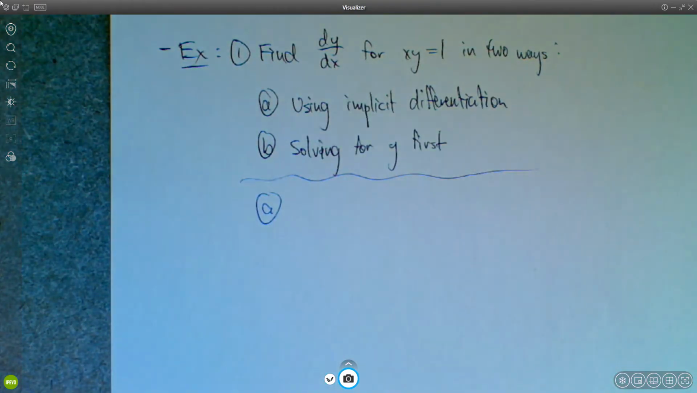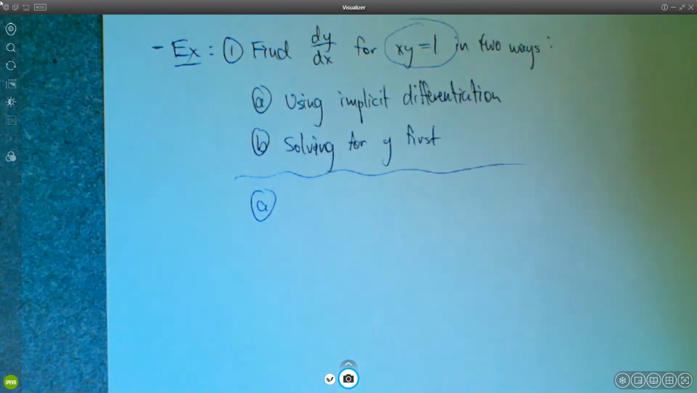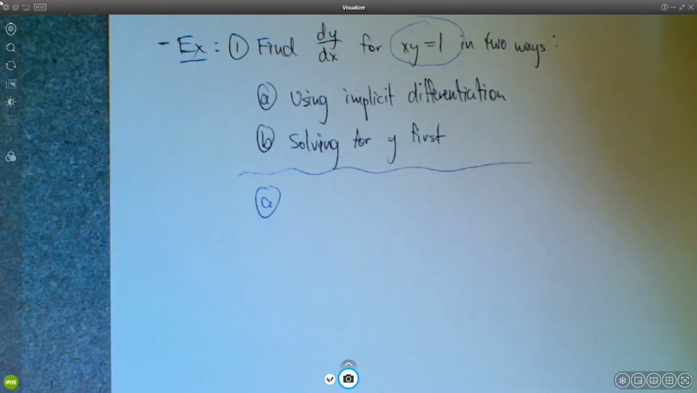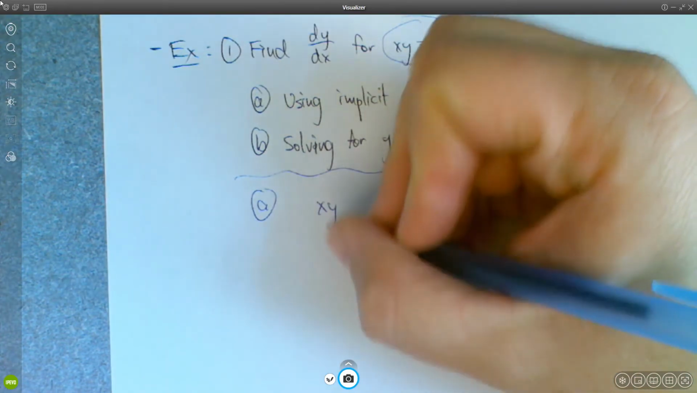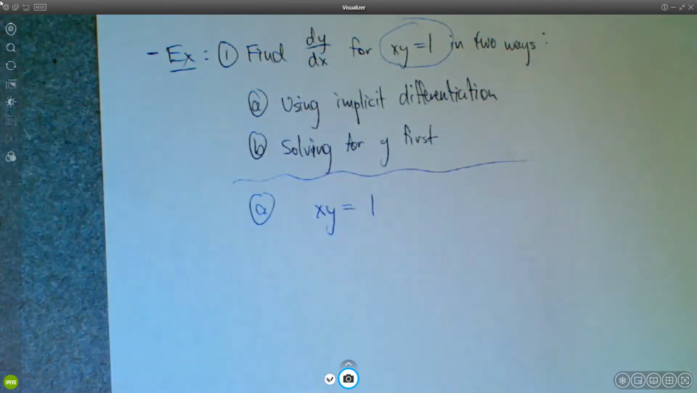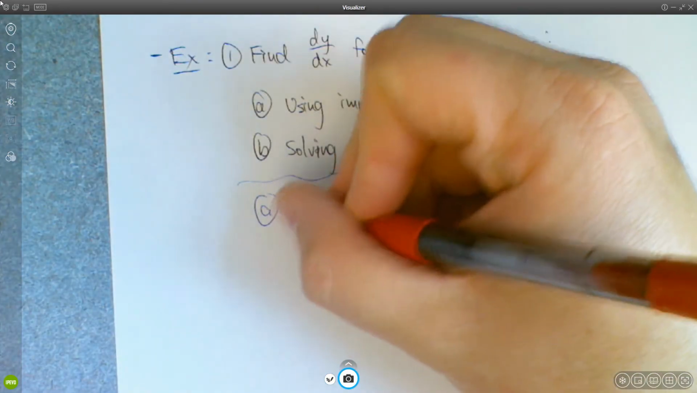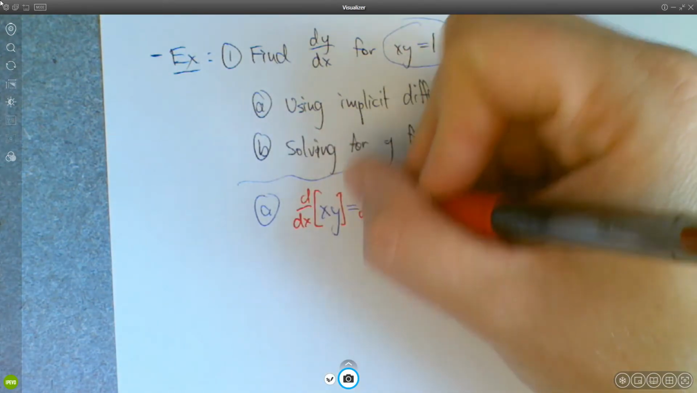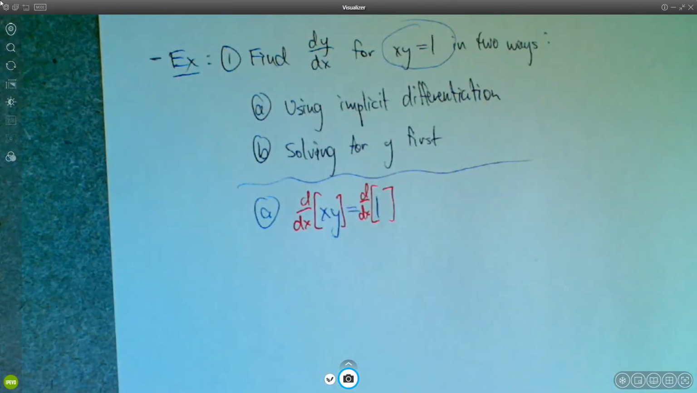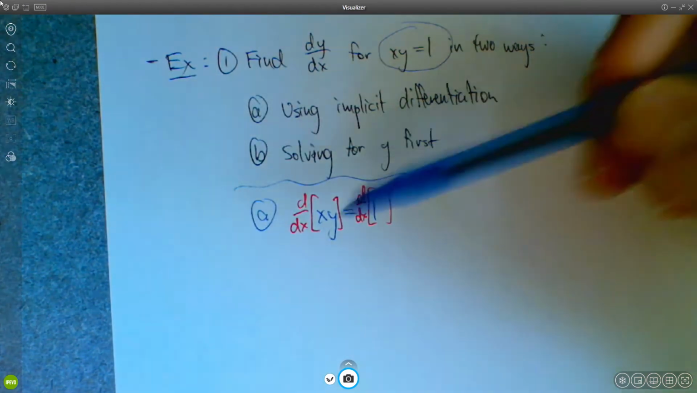Using implicit differentiation, here's how this would work. We've got this equation that says xy equals 1. We want to differentiate it, so we're going to take d dx of both sides of this equation. Now the derivative of a constant is just 0, so the right hand side is going to be 0.